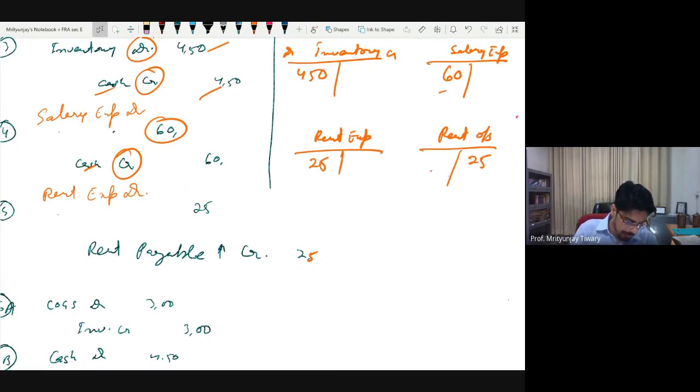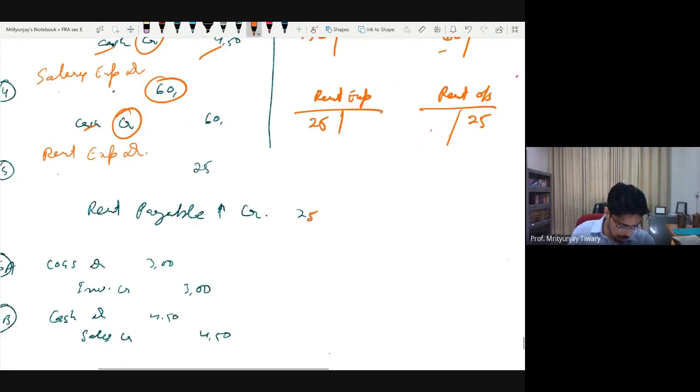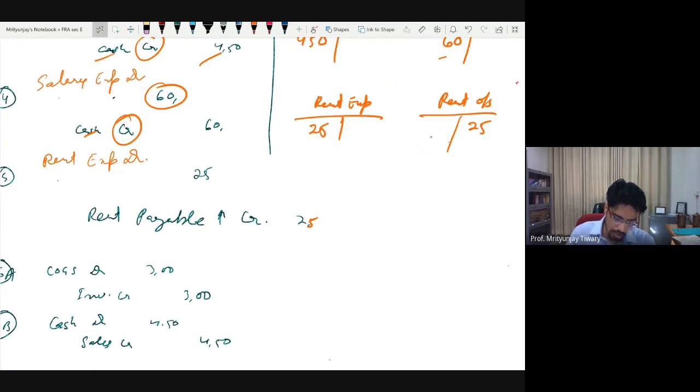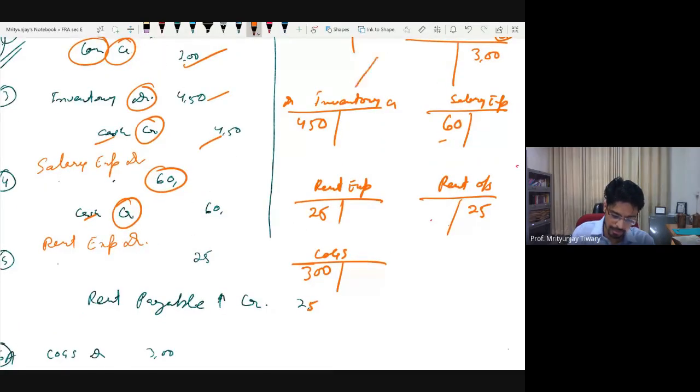Okay, let's see. Rent expense debit and rent payable credit. Now I have transferred those here, so they are done. Next one is COGS and inventory. Do I have a COGS T account? No, so I'll open it now. I need to put 3 crore rupees on the debit side. Inventory credit 3 crore rupees. I already have one inventory T account here, so I will put 3 crore rupees on the credit side.